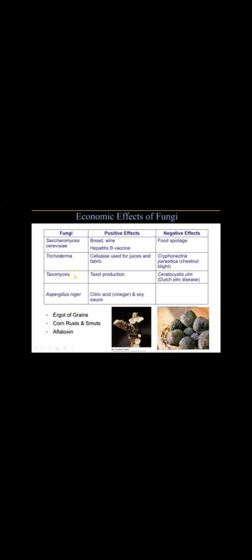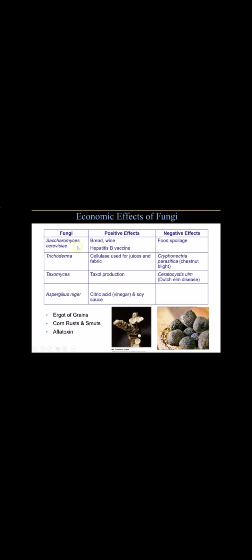We are looking at some economic effects of fungi. Aspergillus niger, for example, is used in the food industry. Vinegar is isolated from it. Soy sauce is isolated from that. Trichoderma produces an enzyme, cellulase, which dissolves cellulose, which is the content of cell wall. That is used to treat fruit juices so they would be clear and transparent. And then they're also used for treating fabrics.